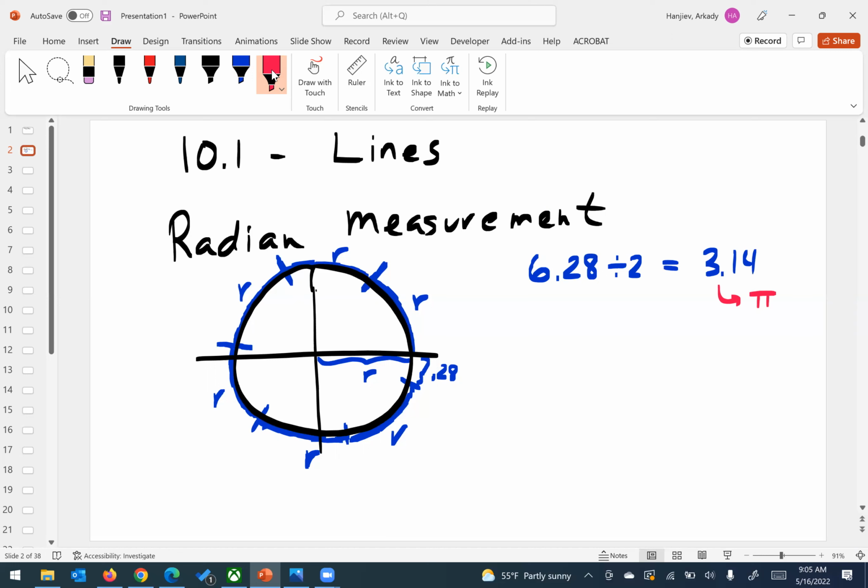So hold on. Any size circle, no matter what size, because the radius expands with the circle, is always going to give you, from here to here, pi radians to do half a circle.